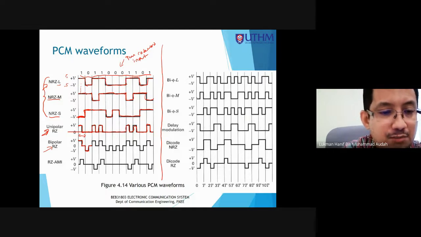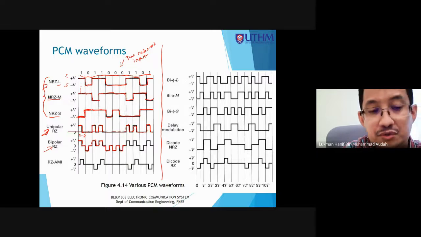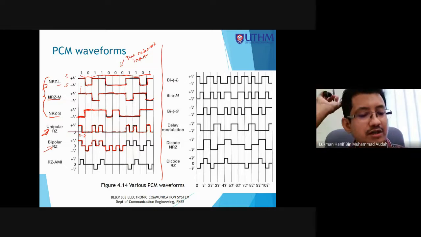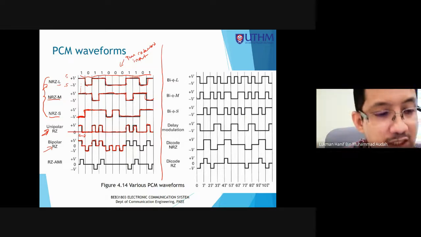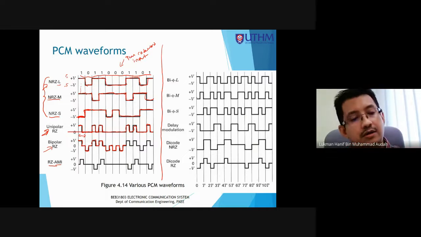Input logic 1, so positive return to 0, positive return to 0, and then 0, 0, 0. So this is negative, return to 0, negative, return to 0, negative voltage output, return to 0, dan seterusnya. Okay, dan seterusnya. And then the last one here is return to 0, alternate mark inversion.